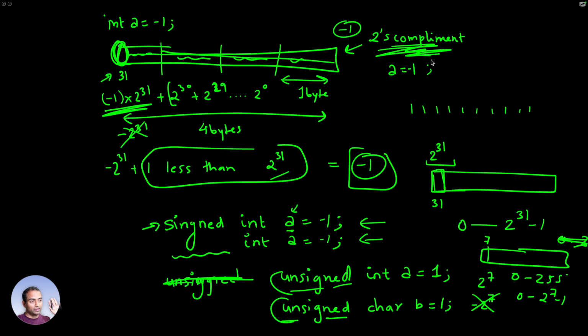With this as the background, I have an interesting question for you that you can try and answer. If we were to have char a equals -1, we mentioned that this would be saved as all ones. All 8 bits would be saved as 1.